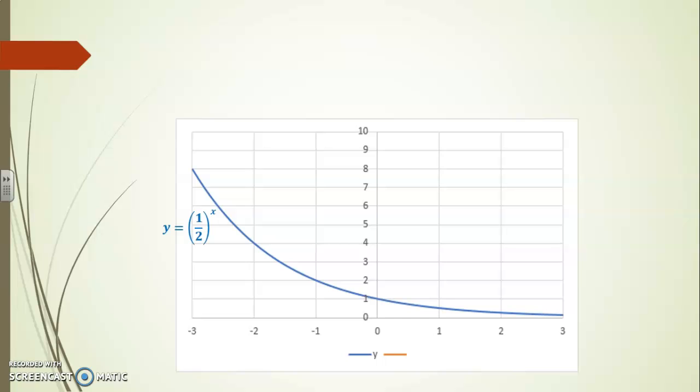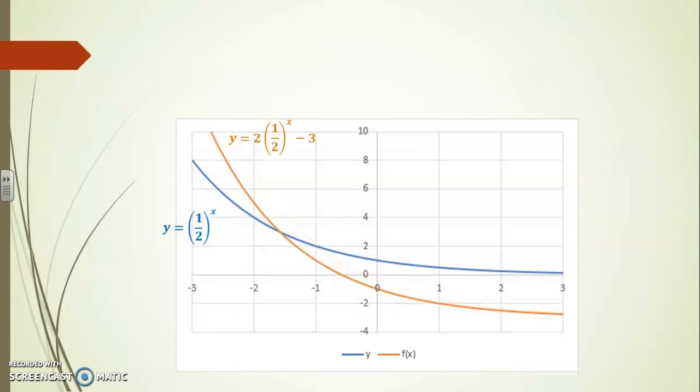So here is the basic function, or the basic exponential, 1/2 to the power x. Multiplying by 2 creates a vertical stretch. Notice how it is stretched upwards. Every value of y is doubled. And finally, the minus 3 shifts everything downwards. And this orange curve is identical to the one we found earlier through different ways of seeing the operations.